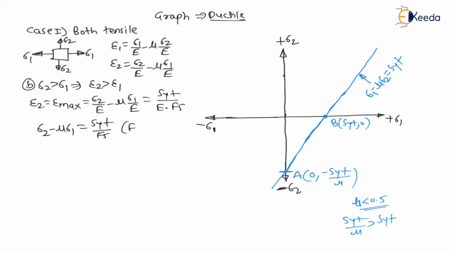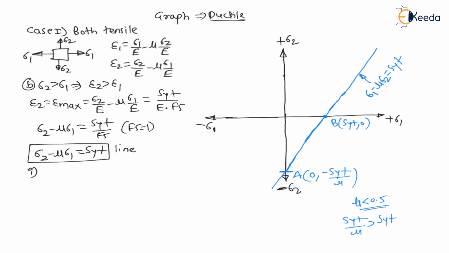Now consider factor of safety is equal to 1. Because we have to plot maximum limits, the equation becomes sigma 2 minus mu sigma 1 is equal to Syt, and this is again the equation of a line. Therefore while drawing this line we have to find any 2 points to draw the line. These points must satisfy this line.